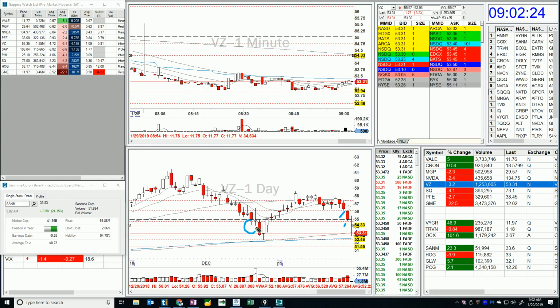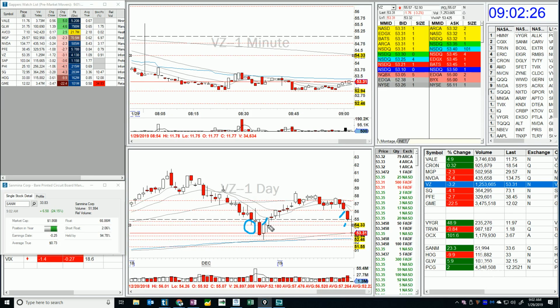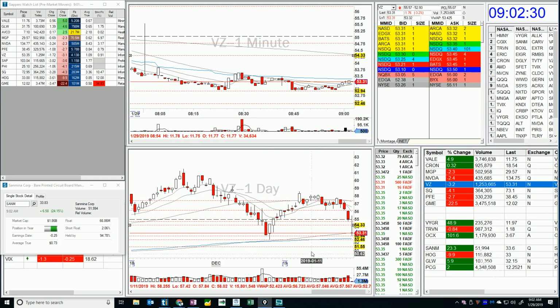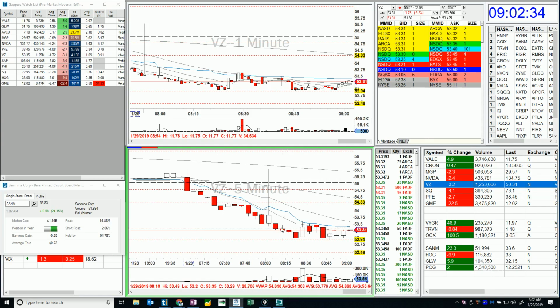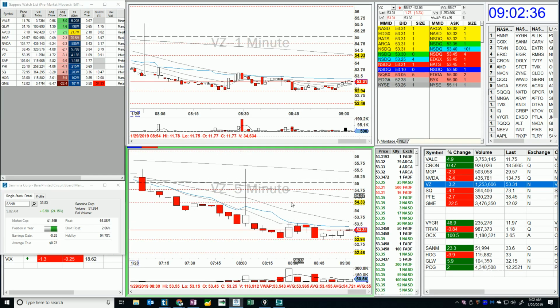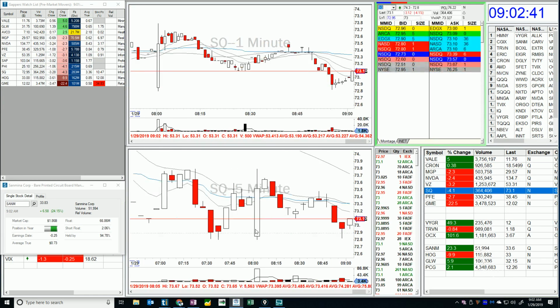You have these 2 days bouncing off from here. This day closing here, this day closing here, this day opening here. So that 54.33 could be a good possible level. There's nothing else cleaner than that at the moment. So Verizon is definitely in play. 1.2 million shares traded so far. It is down 3.2. A good pre-market action.